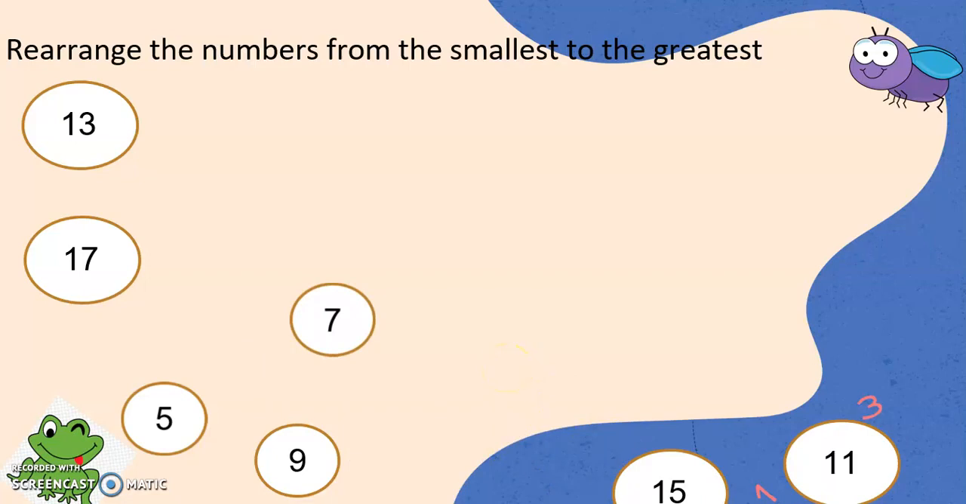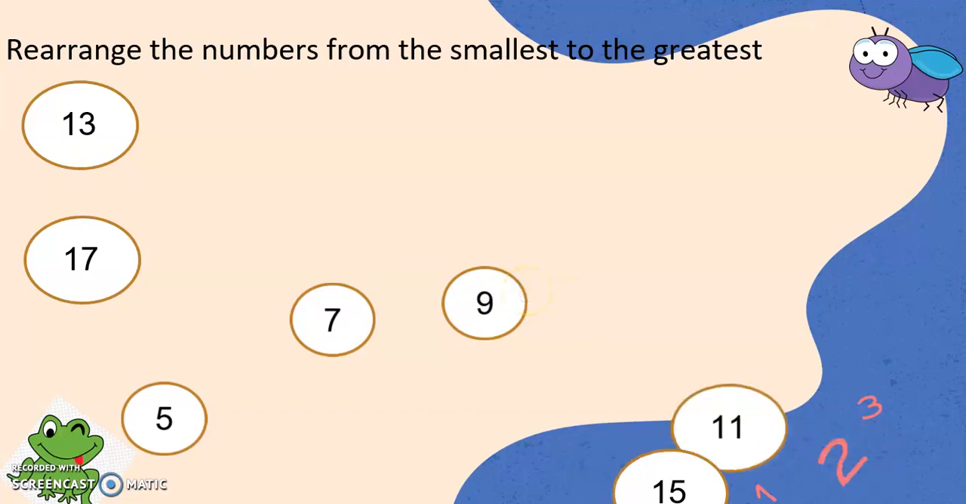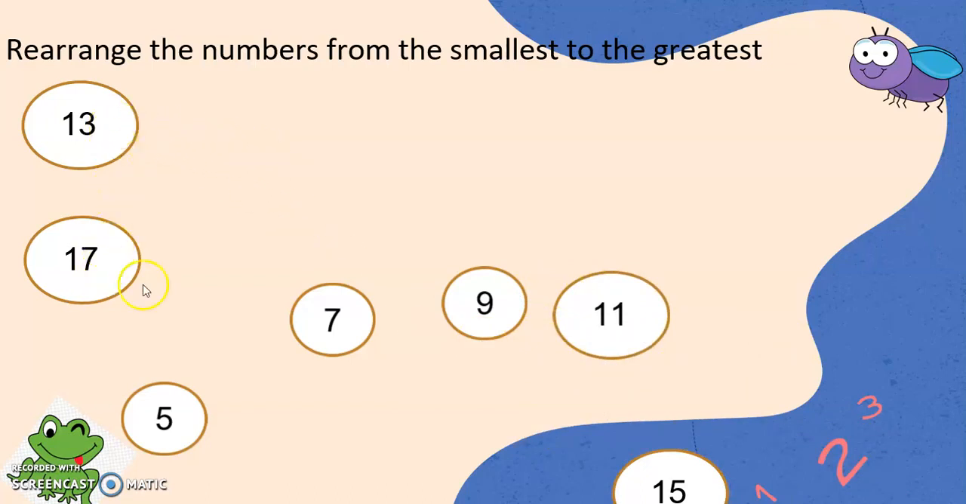Okay. So, after number 5, we have number 7. Do you know the difference between 5 and 7? Yep, it's 2. So the next number, 7 plus 2 is 9. After number 9, okay, so who knows? What comes after number 9? 9 plus 2 is 11. You're right. Okay. Now we have 13, 17, 15.